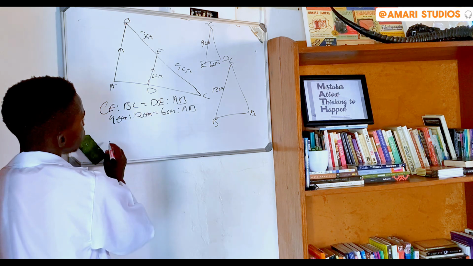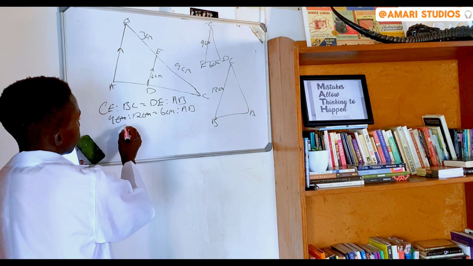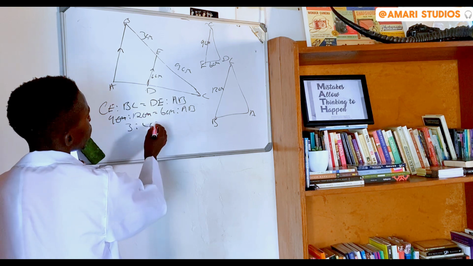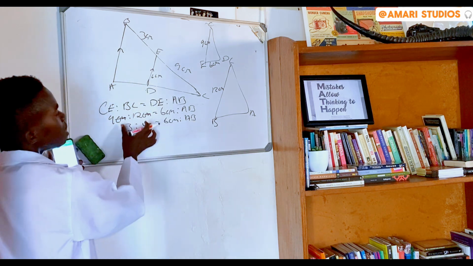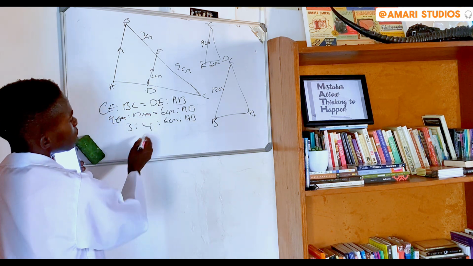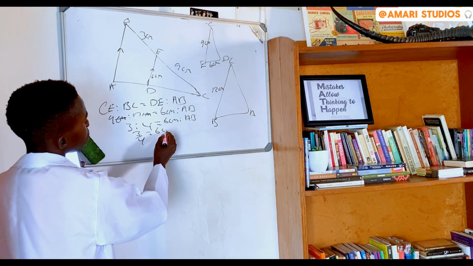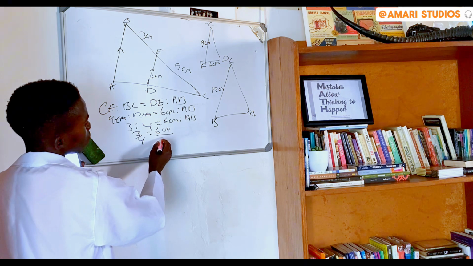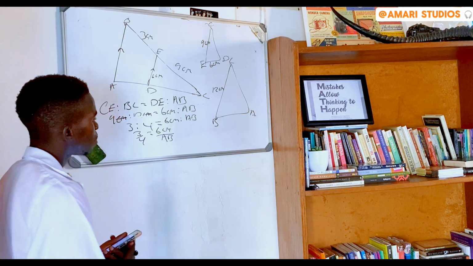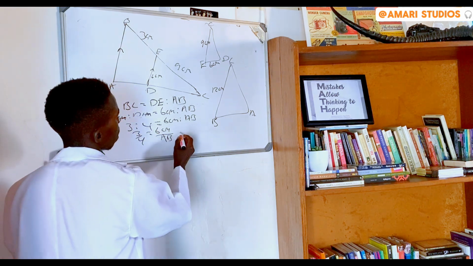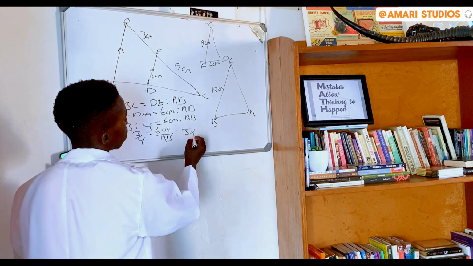Then if we reduce these numbers to their lowest term, we're going to get 3 to 4, which is equal to 6 centimeters to AB. We write this ratio in fraction form. It is going to be like this: 3 over 4 is the same as 6 centimeters over AB. Then cross multiplication, you're going to have 3 multiplied by AB.